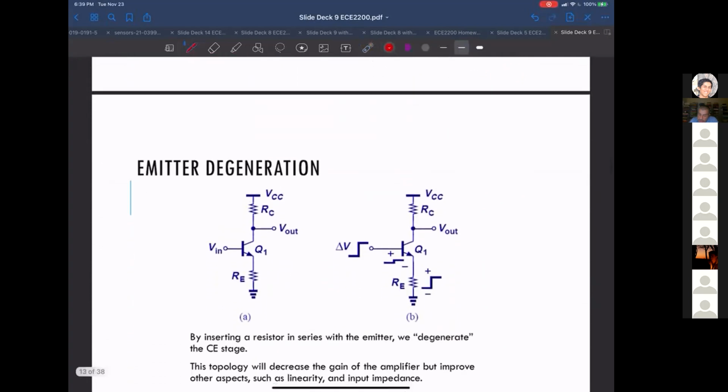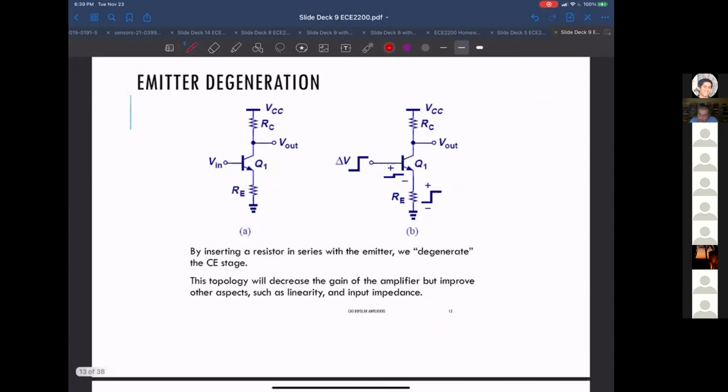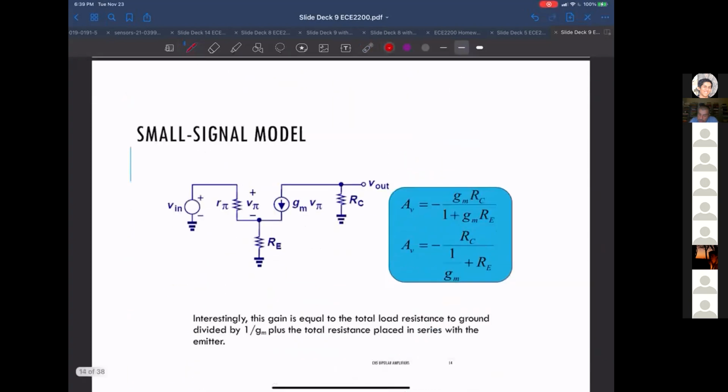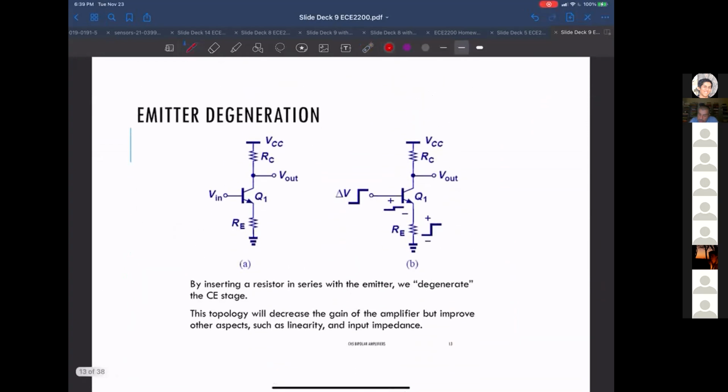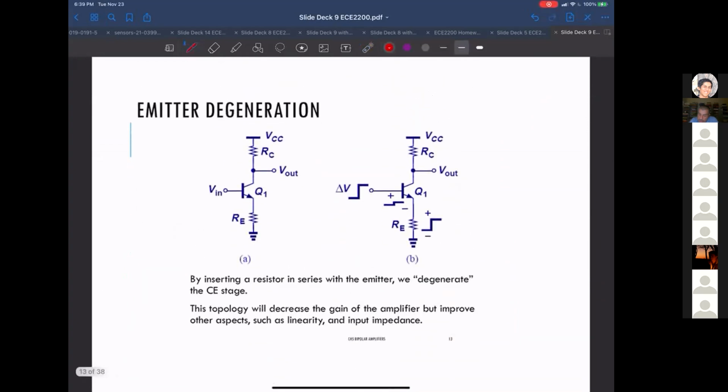So to get us to emitter degeneration, I think we're going to have to wait for Tuesday to go into details of emitter degeneration.